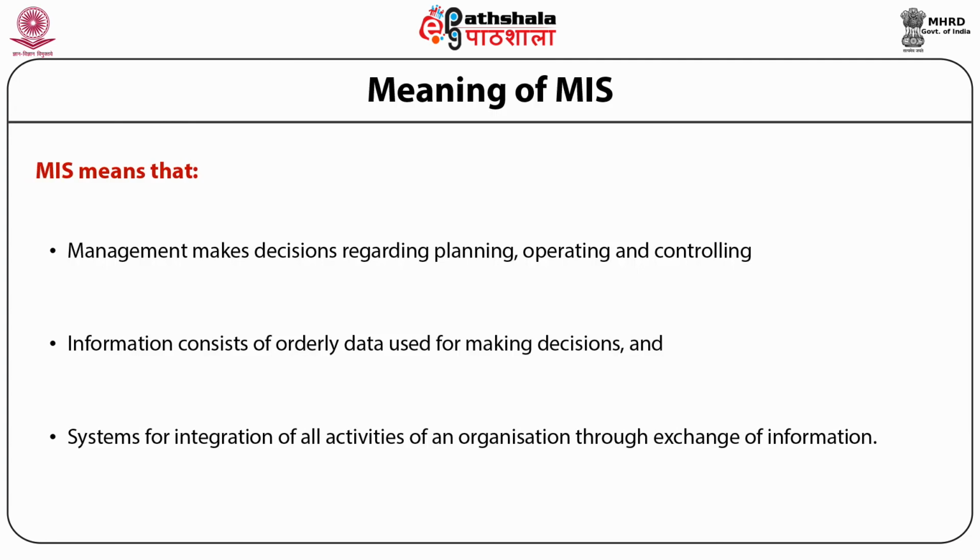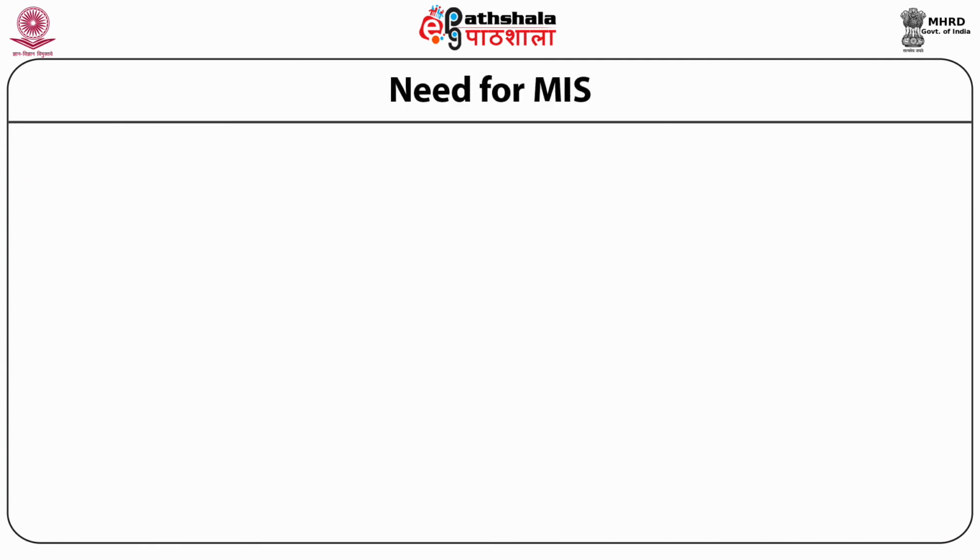In other words, a system is for integration of all activities of an organization through exchange of information. As we have seen, MIS means management, information, and systems, all the three taken together. Let's take a look at need for MIS.